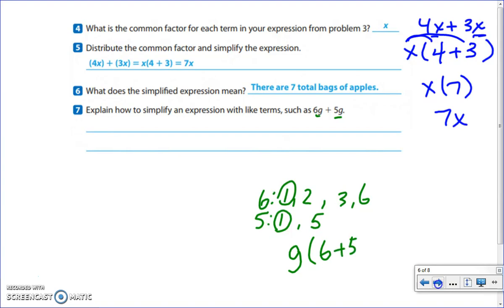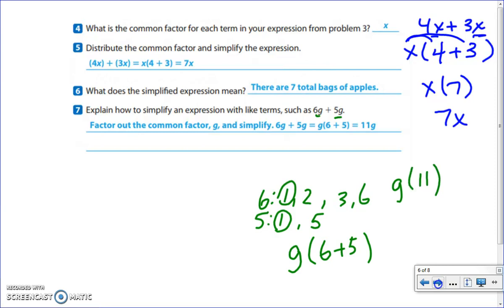And plus 5. All right, now that I've confused you, let's see what the book says. It says factor out the common factor G and simplify. So yeah, okay, we can do that. We've taken G out. We have 6 plus 5 inside. Those are now both constants, and I can add constants with other constants. G times 11, or 11G is how we would write that appropriately, because we have 11 G's for sure.